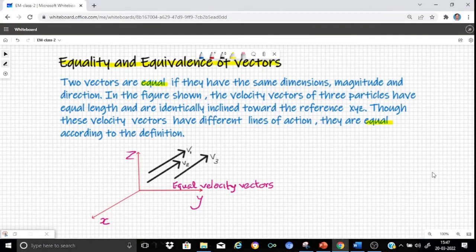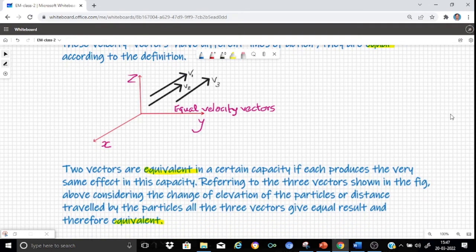So remember, two or more vectors are equal if they have the same dimensions, magnitude, and direction. Now let me explain when we say that vectors are equivalent. Two vectors are equivalent in a certain capacity. This is very important. We always specify the term equivalence in a certain capacity. Two vectors are equivalent if each produces the very same effect, so equivalence is measured directly in terms of the effect each vector produces in that capacity.